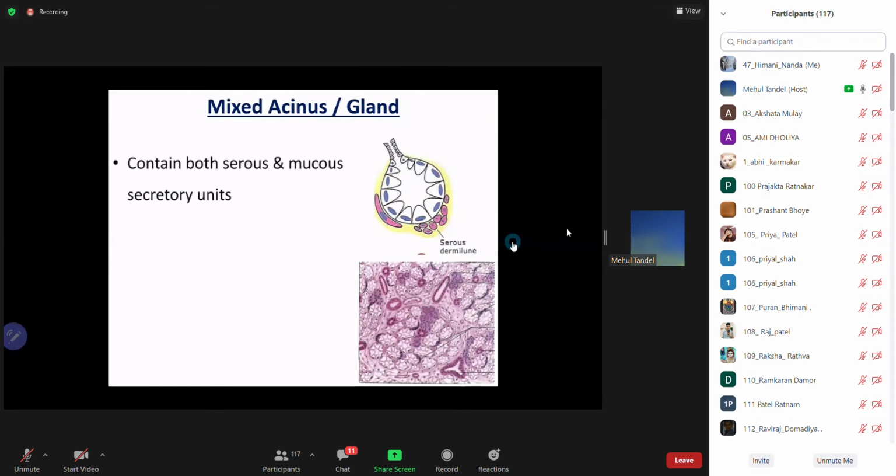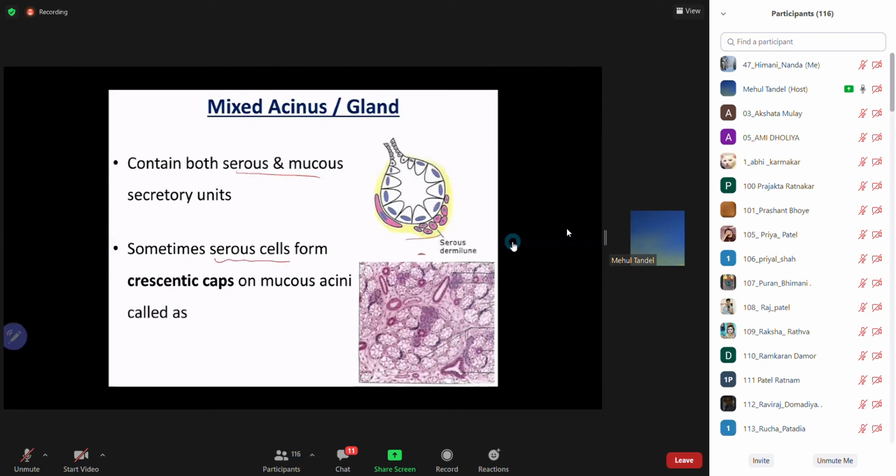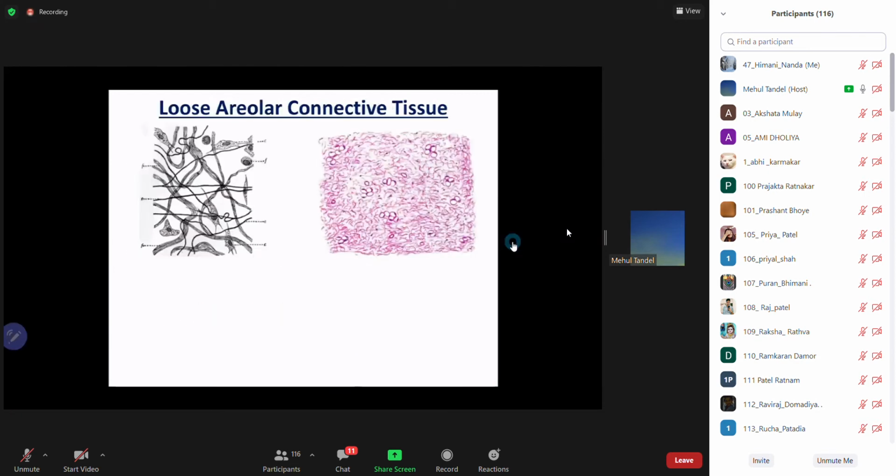Mixed acini contain both serous and mucous secretory units, but here serous cells form the crescentic cap on the mucous acini. You can see the crescentic cap on the mucous acini. Here also you can see the small crescentic cap of serous cells, these are known as serous demilunes. Loose irregular connective tissue can be asked as a short note.